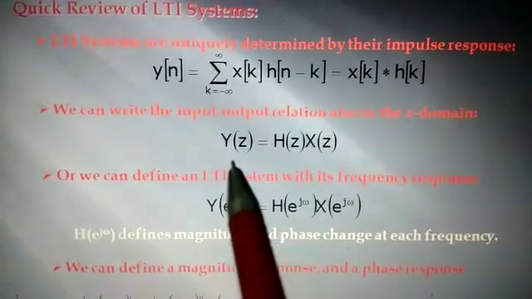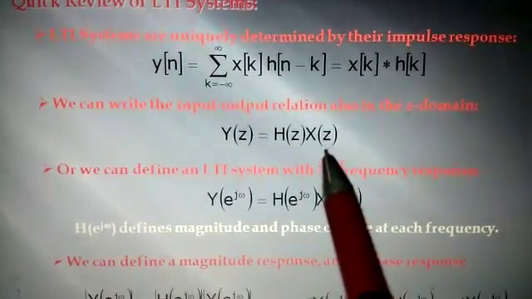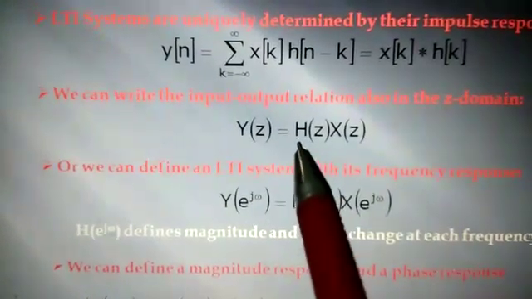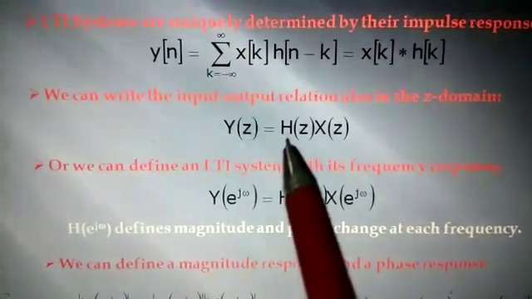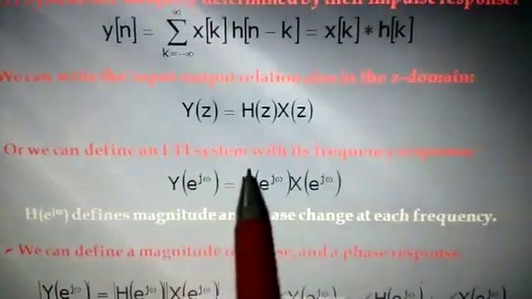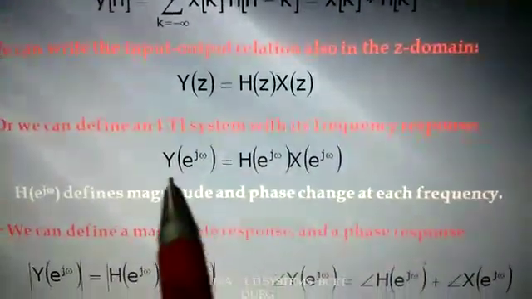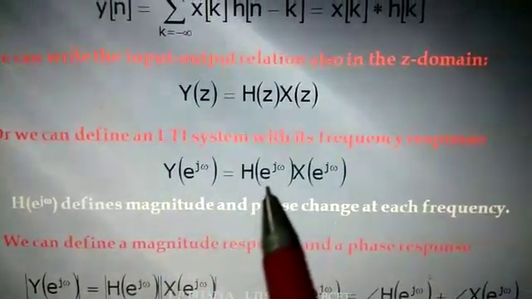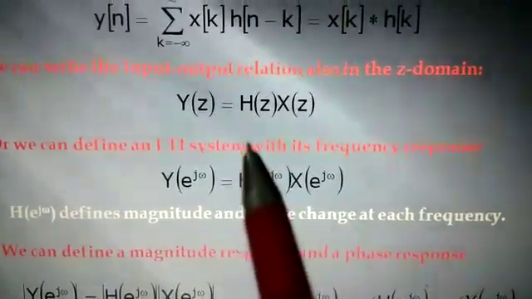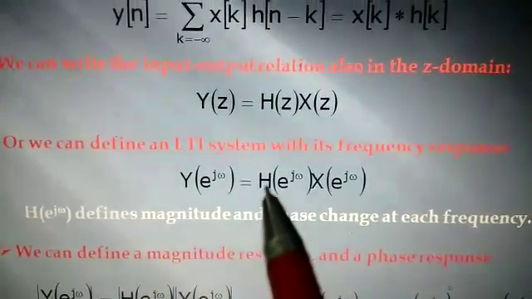So here the output in the Z transform, Y(z), is equal to H(z), the transfer function, times X(z), the input. This can be represented in the Z transform, and hence the Z transform plays a very important role in digital signal processing. Or we can define an LTI system with the frequency response: Y(e^jω) = H(e^jω) X(e^jω). You can see the relation between the Z transform and this frequency transform.